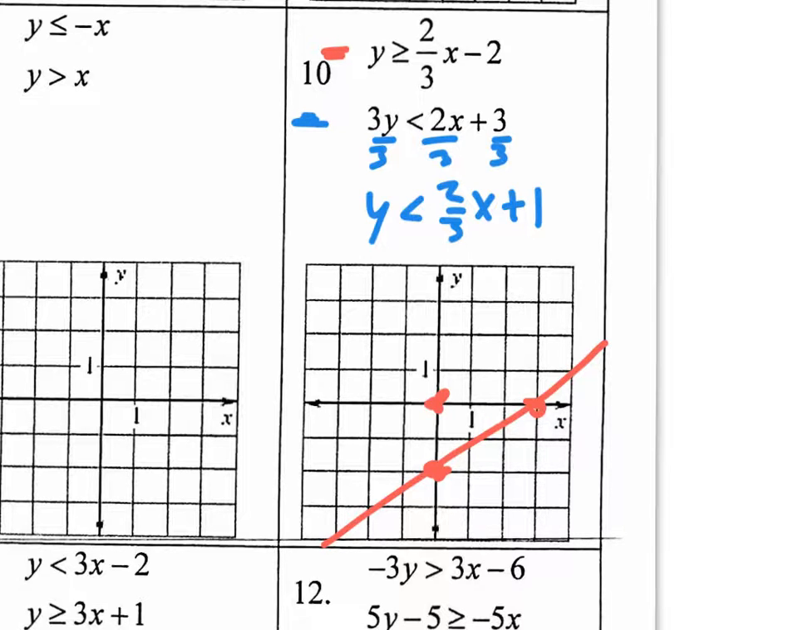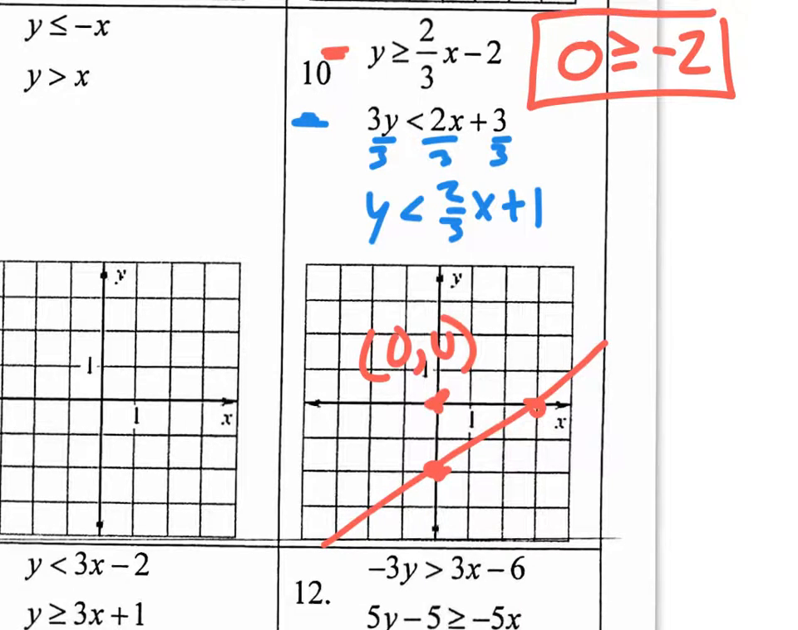If you think about the coordinate 0, 0, and you plug in 0 for x and 0 for y, it's going to say 0 is greater than or equal to what? -2. So what do you guys think of that? Is 0 greater than or equal to -2? Heck yeah, 0 is greater than any negative number. So this point is an answer.